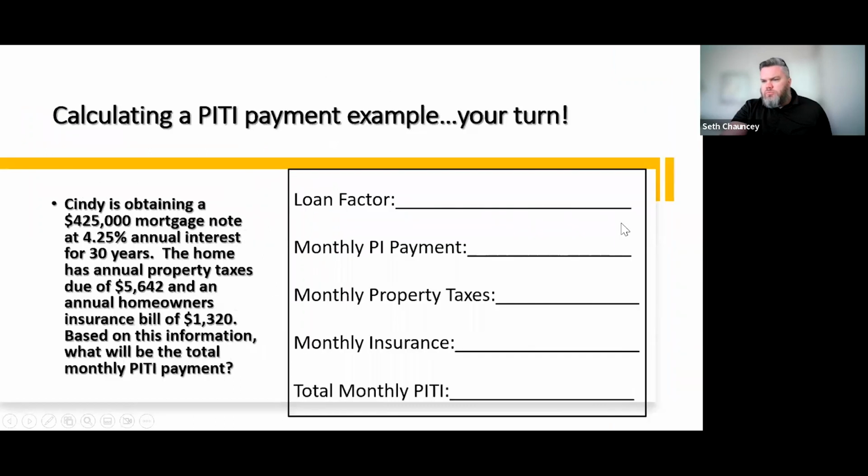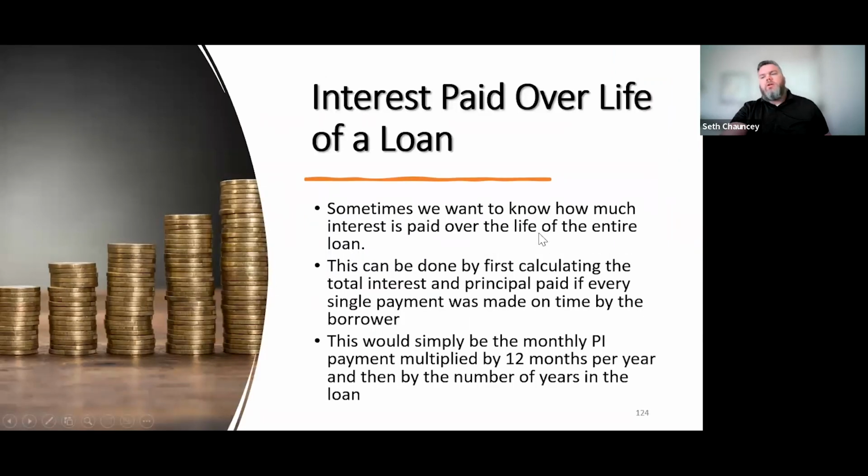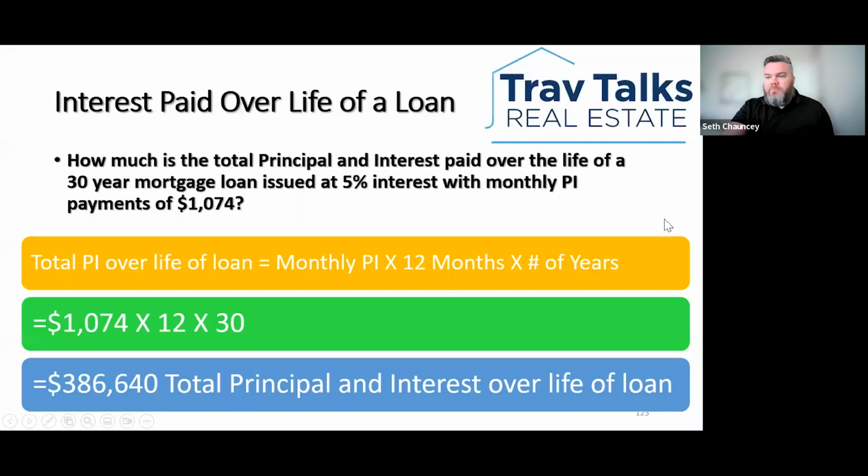So we just broke down all that. Now here's the thing. Let me talk about this concept, because this is another mathematical concept. It's called interest paid over the life of a loan. And listen to me: this is the easiest math that you will constantly try to get wrong. I promise you. And let me explain why.